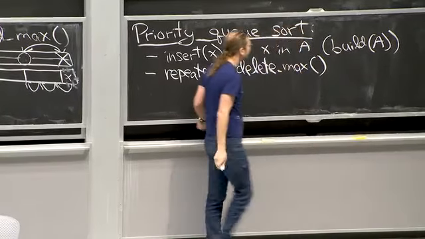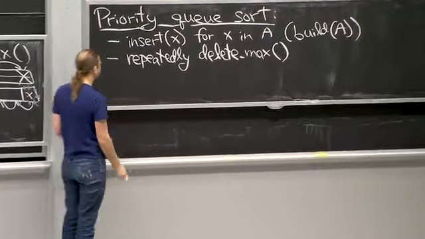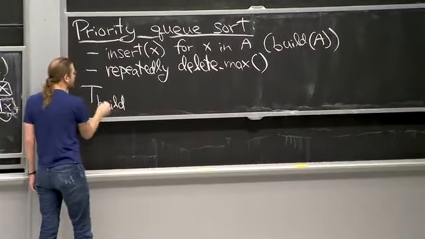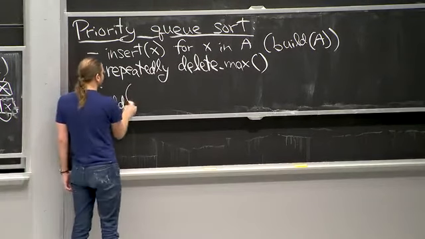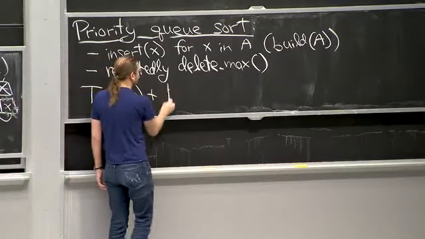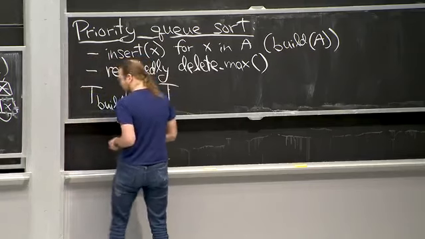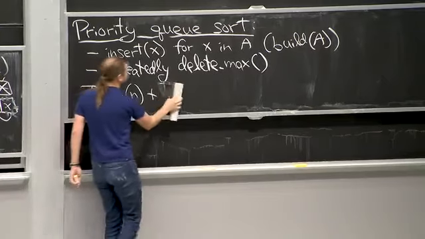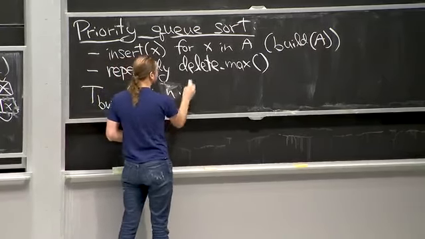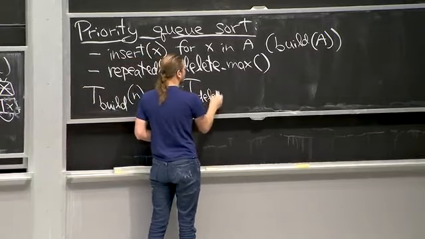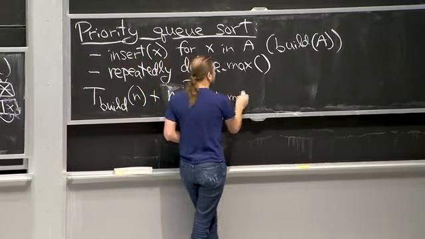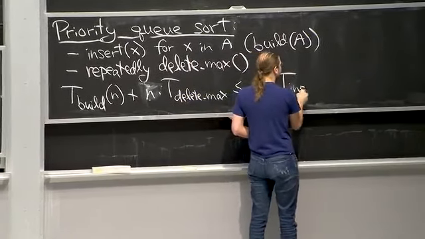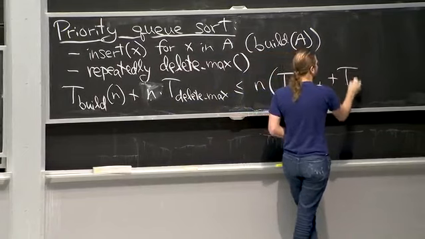Okay, how much time does this algorithm take? I'm going to introduce some notation here. It takes however long it takes to build n items. Call that T sub build n, plus n times the time to do a delete max. Or we can write this as n times the time to do an insert plus the time to do a delete max.